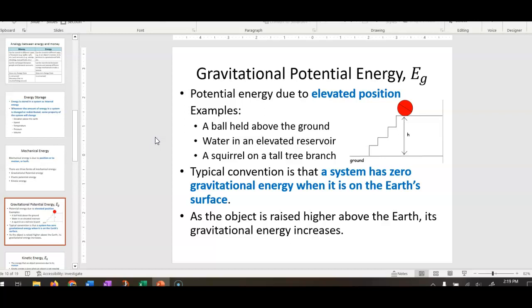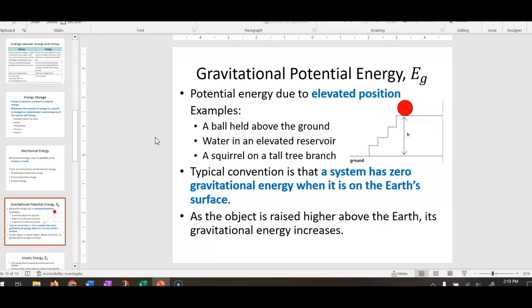Gravitational potential energy is energy that an object has because of its elevated position. That means its position above the ground. So some examples would be a ball that you're holding over your head, or water in a big elevated reservoir, or a squirrel that's sitting on a tall branch. All of those things, because they are high above the earth, they have some gravitational potential energy.